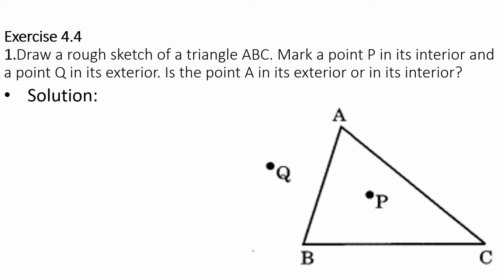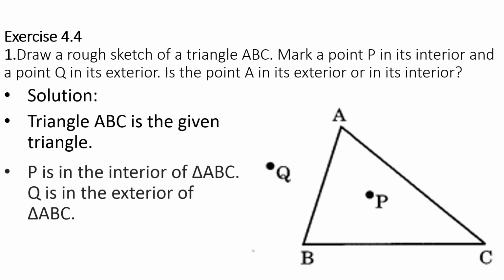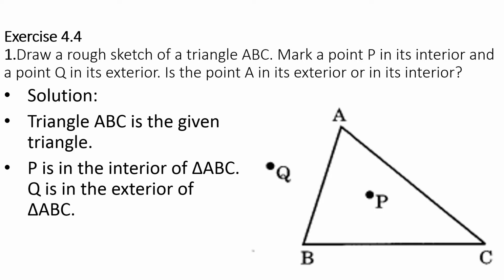The first question. Triangle ABC is the given triangle. So this is a triangle. I have drawn the rough sketch. You can draw your own wish triangle. Then mark a point in its interior. So point P is the interior of the triangle ABC, and point Q is the exterior of the triangle ABC.